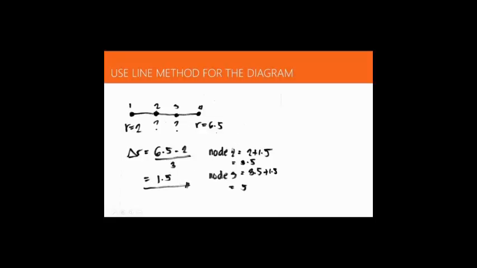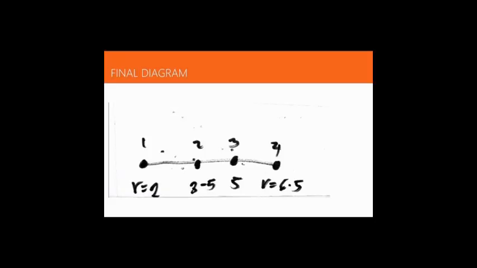Then to get the middle nodes, we will use the previous node plus the product of delta r. The answer for node 2 is equal to 3.5, while the answer for node 3 will be 5. Next, this will be the final diagram, in which node 1 is 2, node 2 is 3.5, node 3 is 5, and node 4 equals 6.5.